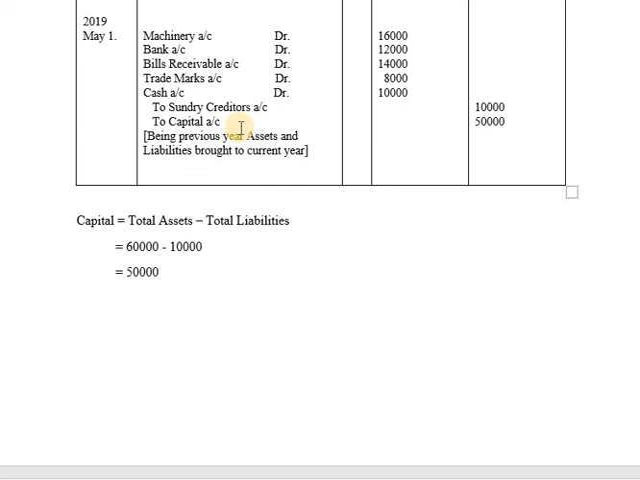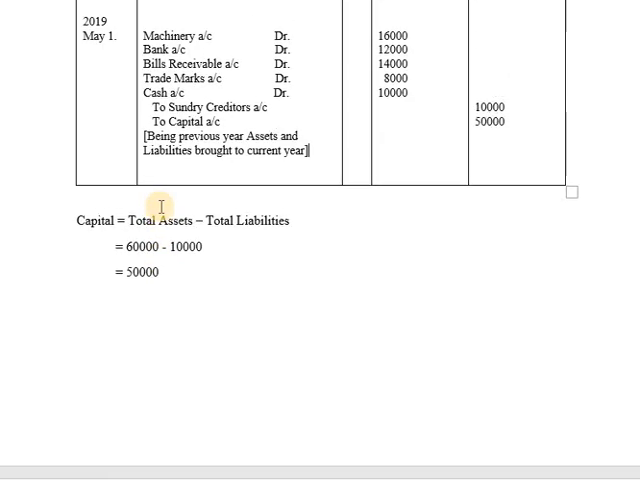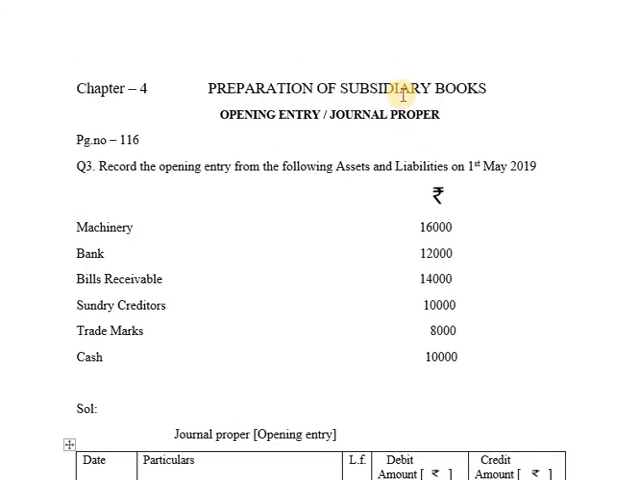So just remember these 5 names: sundry creditors, bills payable, bank loan, bank overdraft, outstanding expenses. Any of these names given in the question should be recorded on credit side, and other names should be recorded on debit side. How do we find capital? Capital is equal to total assets minus total liabilities. Total assets means the total of debit items, and total liabilities means the total of credit items.